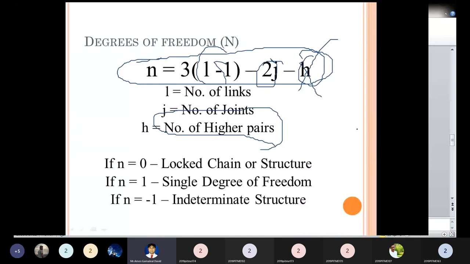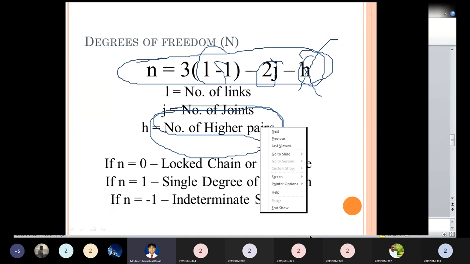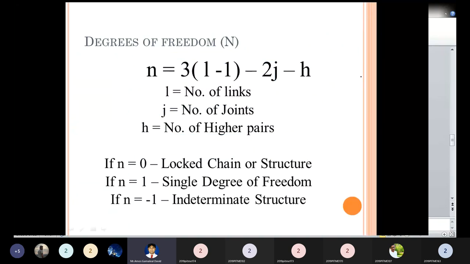Understood? I gave you an example also. Point contact means two balls are touching each other. Inside a ball bearing there are a lot of steel balls, and all those balls are touching each other, so that is point contact. Whereas in a gear, when two gears are meshing together, it forms a line contact. So those things come under higher pairs. Everything else comes under surface contact, that is a lower pair. Do you guys understand? Any doubts between higher pair and lower pair? Any doubts?